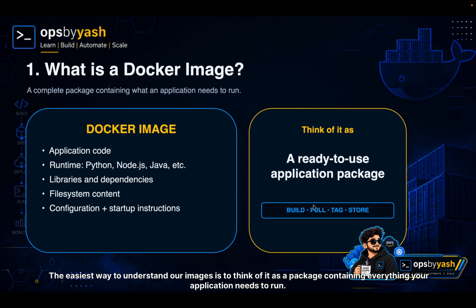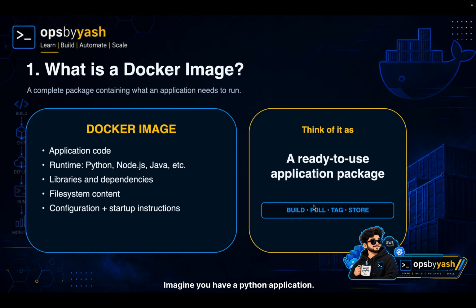The easiest way to understand an image is to think of it as a package containing everything your application needs to run. Imagine you have a Python application. Your application needs Python, some libraries, your application code, configuration, and a file system with the required files. Instead of manually installing all of this every time, we package it into a Docker image. So the image becomes a ready-to-use package for our application.